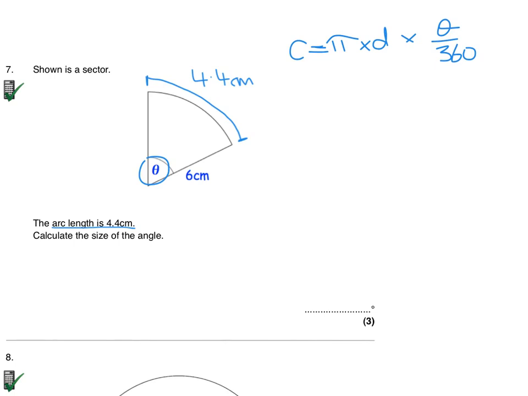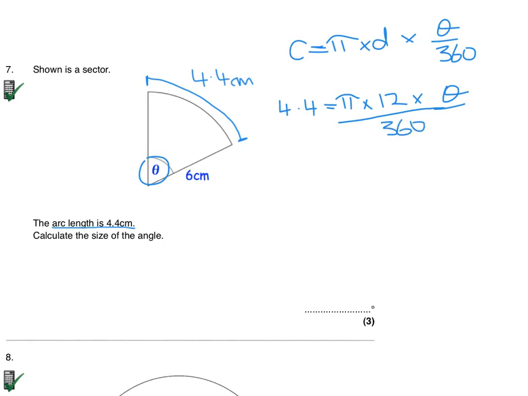Now I'm going to put in all the values that I know into this equation. So I know that the arc length is 4.4 equals pi times the diameter, which must be 12 because the radius is 6, times theta over 360. That's really the whole thing over 360, so I could even rub that out and just rewrite it there.